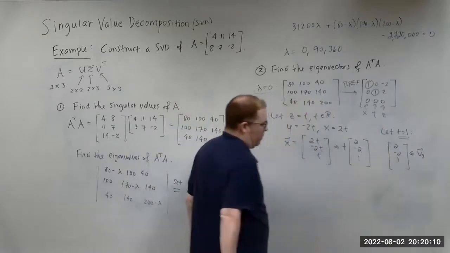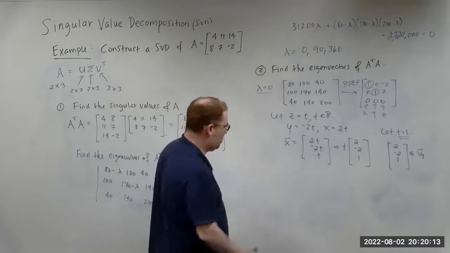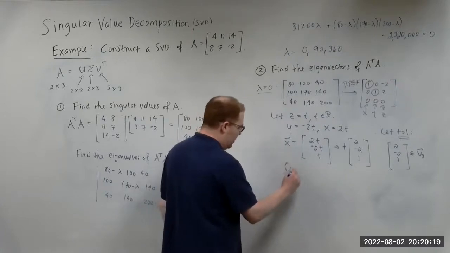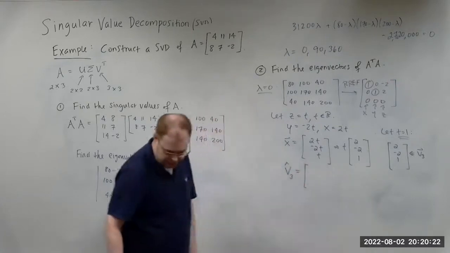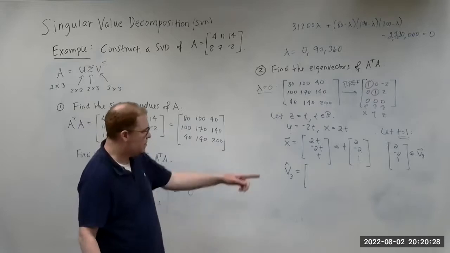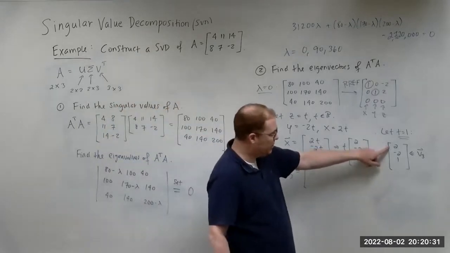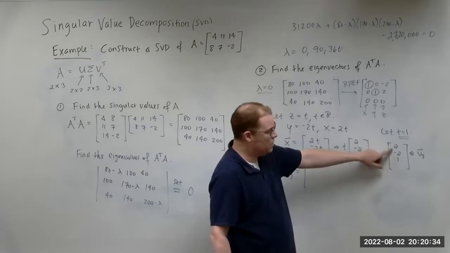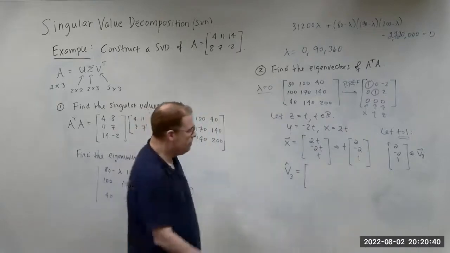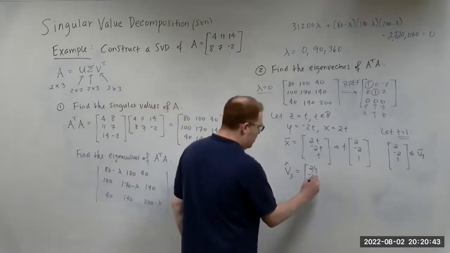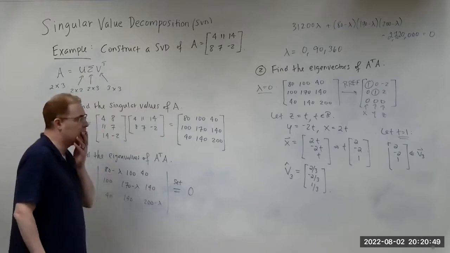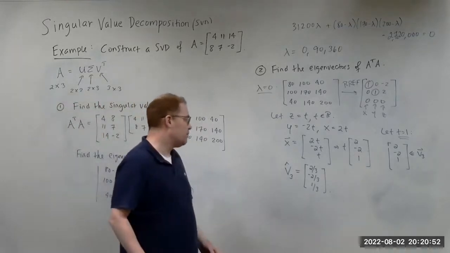So we have to put them in descending order. Let's normalize this. So that's V3, and I'm going to call this V hat. If we take the length of this vector, that's going to be 2 squared plus minus 2 squared plus 1 squared. So that gives us 9. Square root of 9 is 3. So we divide everything by 3. V hat is just another way to represent a unit vector.